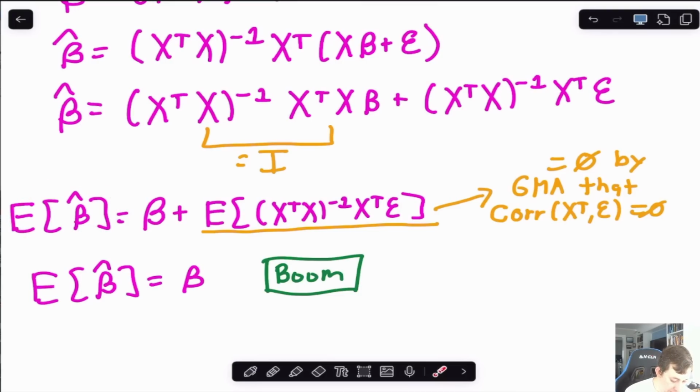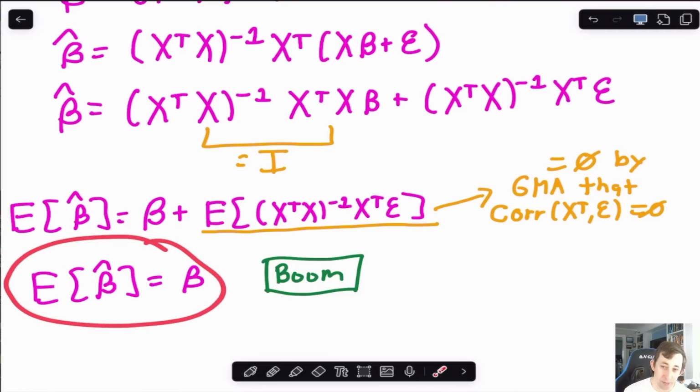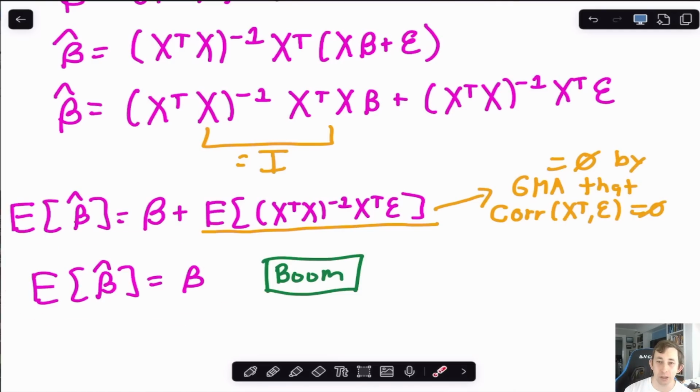The expectation of beta hat is beta plus the expected value of this term right here. But because of our Gauss-Markov assumption, we assumed that there's no correlation between our error term and any regressor. And so the expectation of X transpose times epsilon is 0 by our Gauss-Markov assumption, which means that the expected value of beta hat is our true beta, which means we're unbiased.